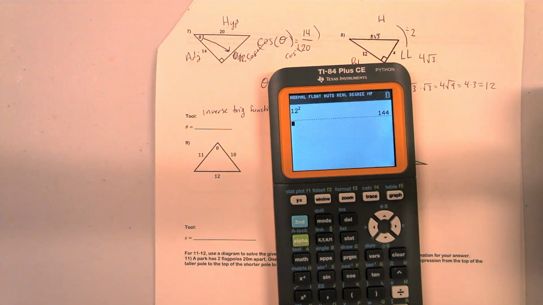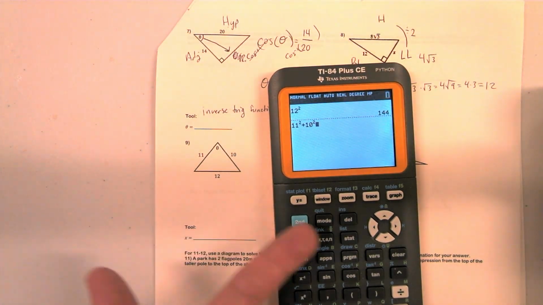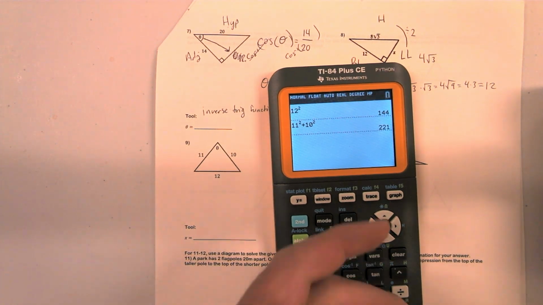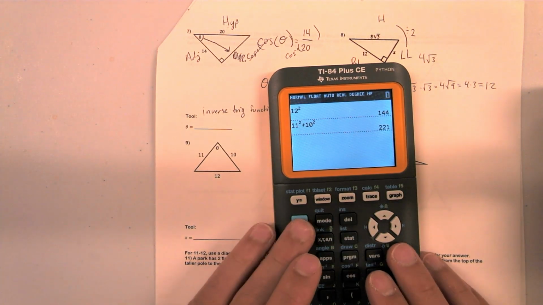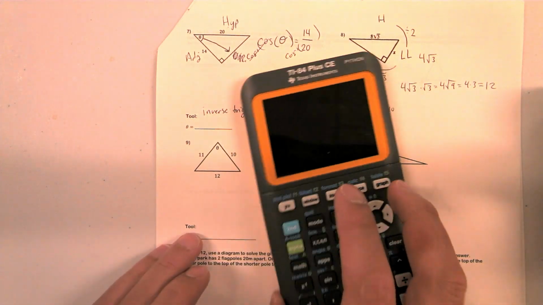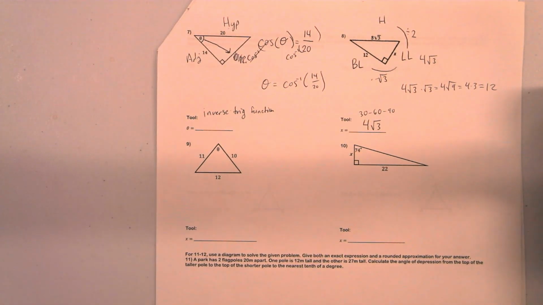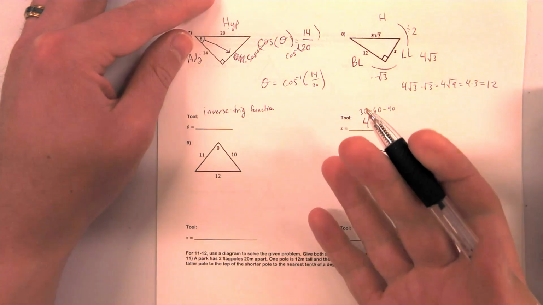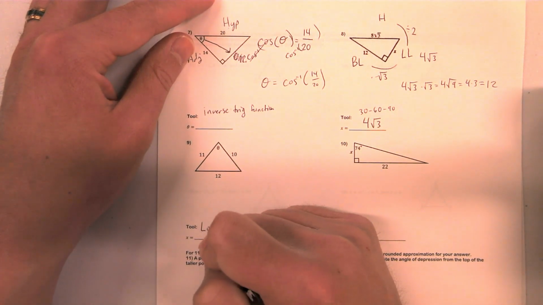And so 11 squared plus 10 squared will be equal to 144, 12 squared, if it's a right triangle. It's definitely not equal, so I know this is definitely not a right triangle. It's oblique, so I'll use the law of sines or law of cosines. Knowing all 3 sides, this is a law of cosines situation.